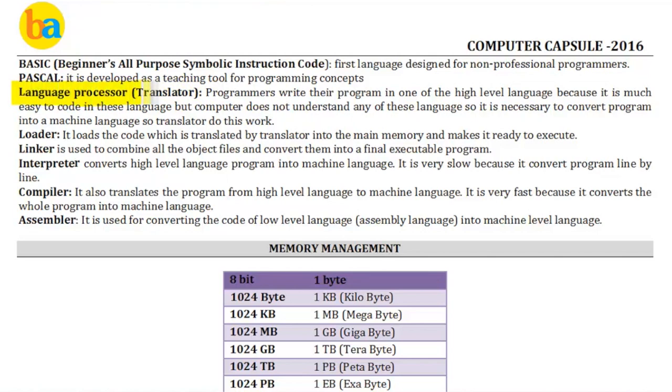Now, what is a language processor or translator? See, programmers write their program in high-level languages because it is easier to understand and code in these languages. But the computer, it does not understand the high-level language. So obviously, we need an intermediary program that translates what the programmer has coded into the computer's understandable instruction. So here we have loader, linker, interpreter, compiler, and assembler. A compiler translates high-level language to machine language as a whole, and at the end, it displays the error or the list of errors. Whereas the interpreter is slow because it converts the program line by line.